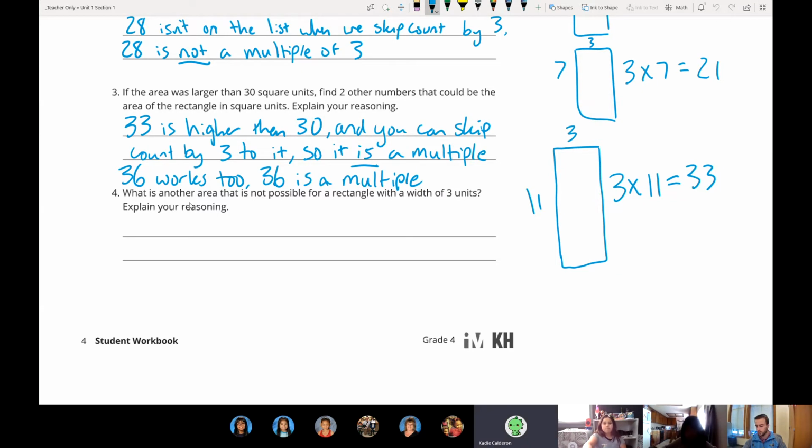All right, Malia, you want to go for it? Answer this question. The area that cannot be possible is 3. Well, is 3 a multiple of 3? Oh, yeah. So what's an area that we couldn't skip count to and land on with 3 as a width? 21. Well, what can we multiply 3 by to get to 21?